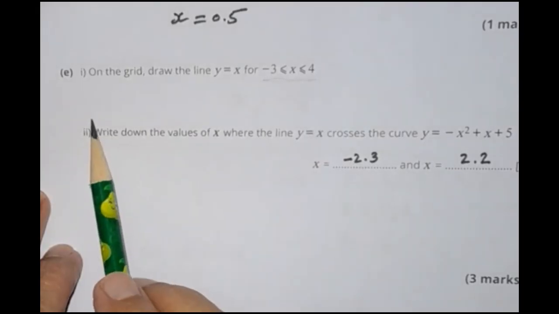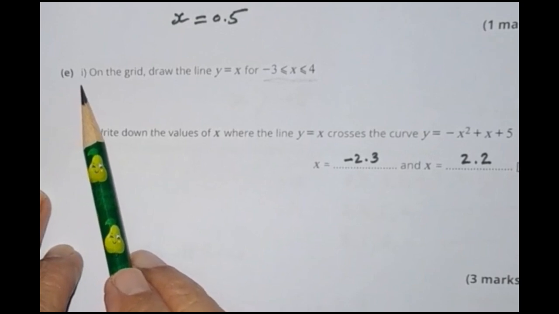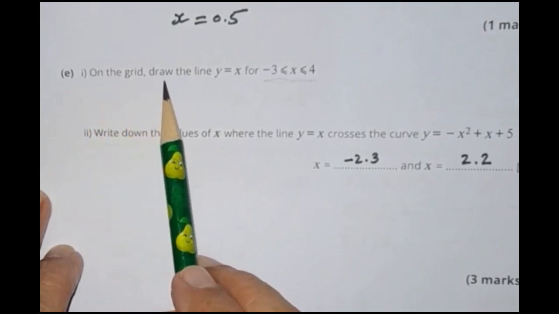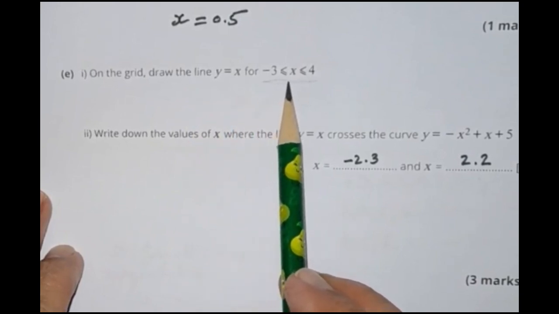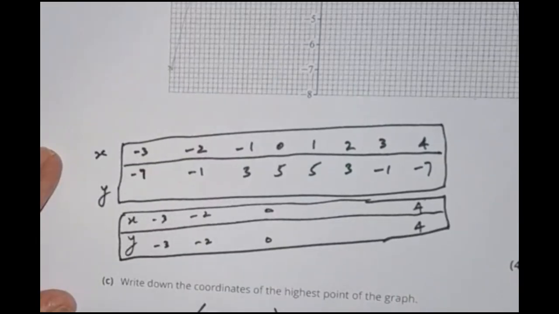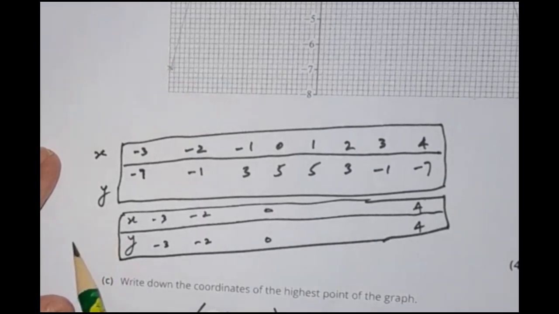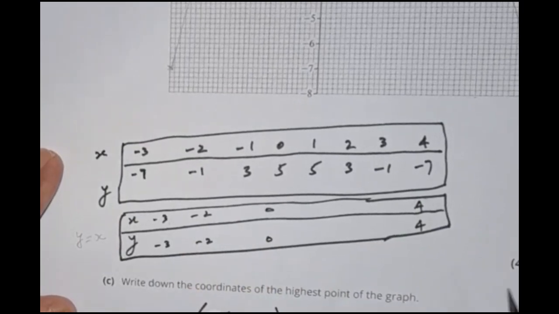0.5. Now we go to last part of this question, which is part E, and part 1 of part E says, on the grid draw the line y equal to x for -3 is less than or equal to x and x is less than or equal to 4. Making a table for y equal to x, -3 and 4 are the limits, and in between 0 will be 0 and -2 will be -2.